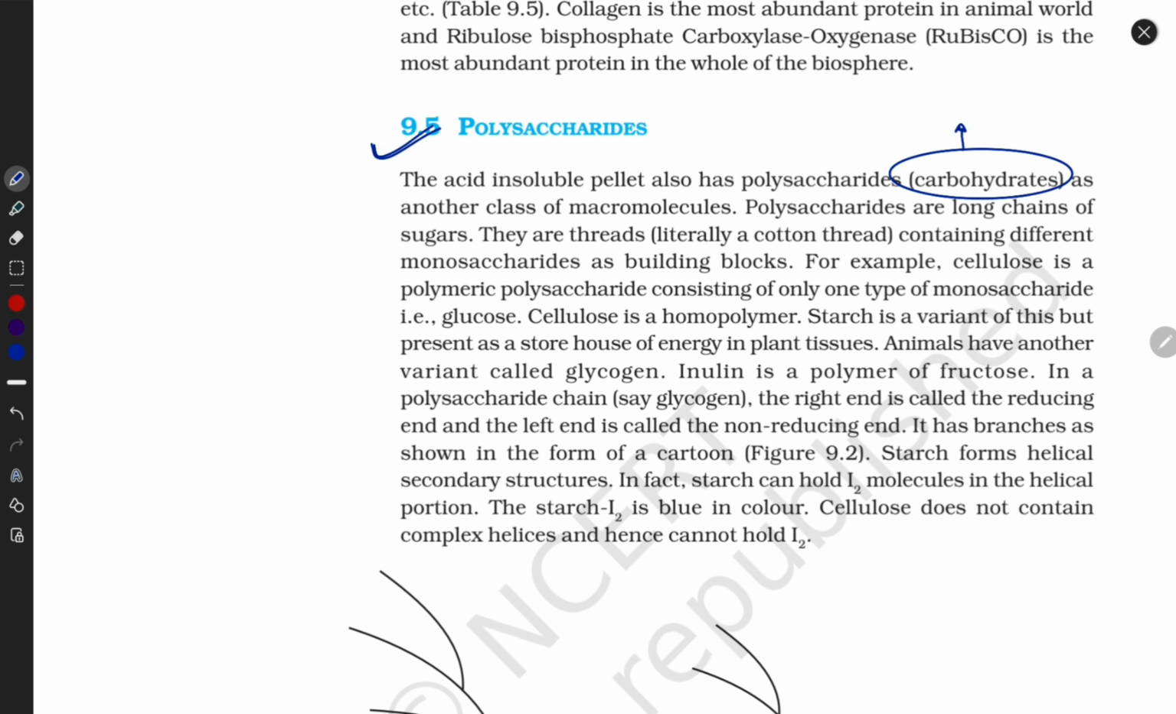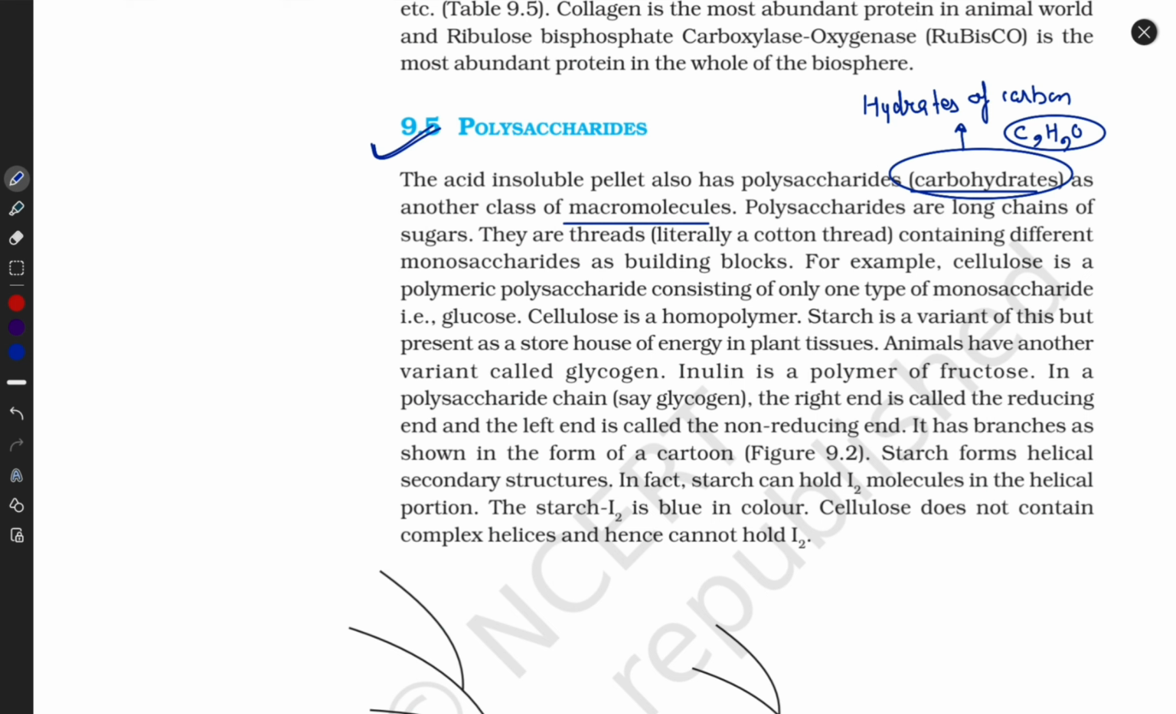Carbohydrate means simple. Only simple. Hydrates of carbon. That's it. Carbon, hydrogen, oxygen. That's it, guys. Now, if briefly we are going to discuss, we take carbohydrates as macromolecules, guys. Yes, means they are insoluble in nature.